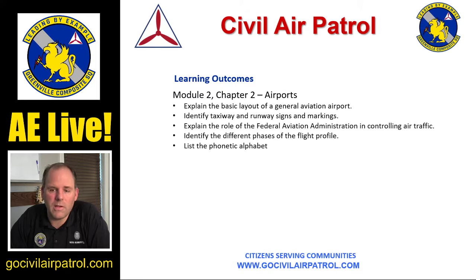Okay, so here's what we want to do for our learning outcomes. The first thing we want to do is understand the basic layout of a general aviation airport, identifying taxiway, runway signs, and markings. We're actually going to do that towards the end of tonight. And then explain the role of the FAA. We're going to break that down into some of the different groups inside of the FAA that help everybody out. And the first thing we're actually going to do is identify the different phases of a flight profile. And lastly, we're going to touch upon briefly the phonetic alphabet.